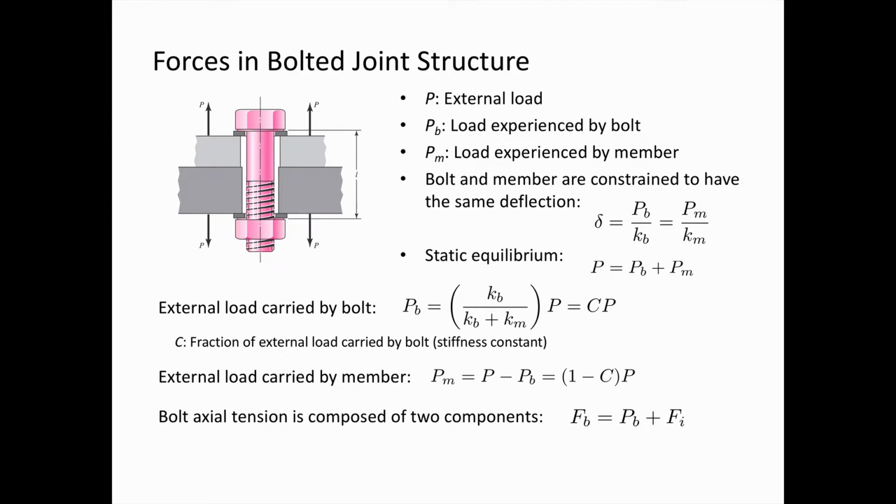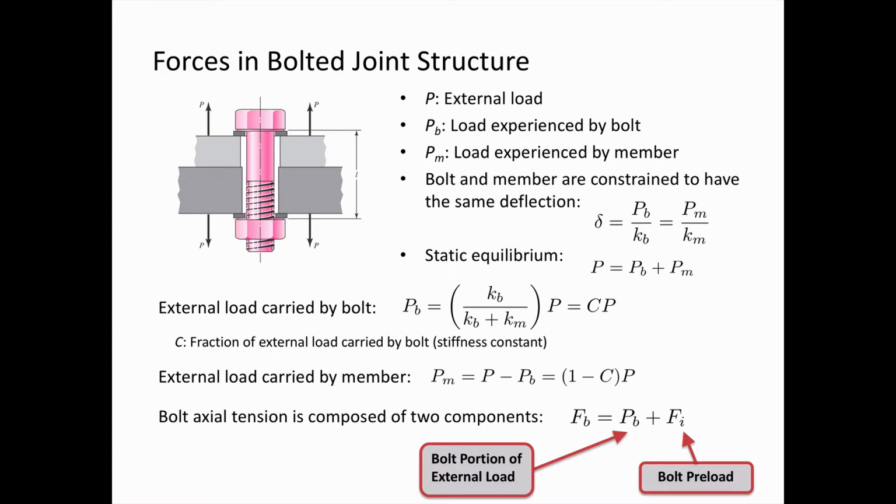The actual axial tension in the bolt has two components to it. This is F sub B, and we have the portion of the external load carried by the bolt. But remember, when we assemble a joint before we ever apply any external load, we tighten the nut, and that produces some tension. We call this preload. F sub I is the preload of the bolt. And so that adds to the axial tension of the bolt in addition to the external load.